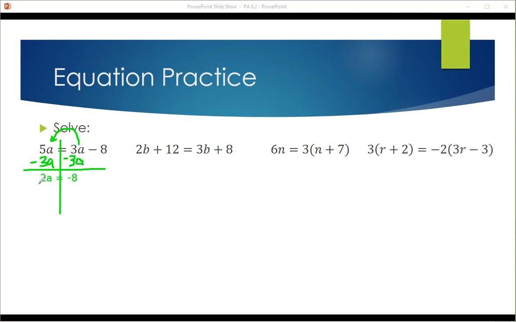Then to solve, I have to get rid of what's in front of the a. That's the 2. It's being multiplied, so I want to do the opposite, and I want to divide. So I'm going to end up with a is equal to negative 8 divided by 2, which would give me negative 4.